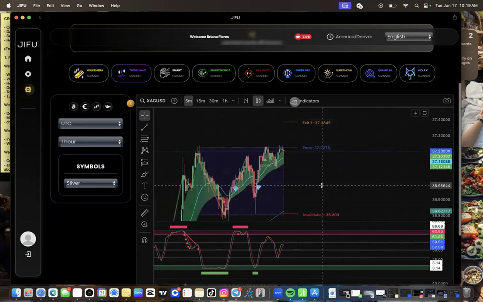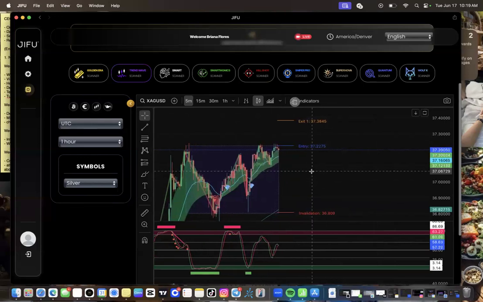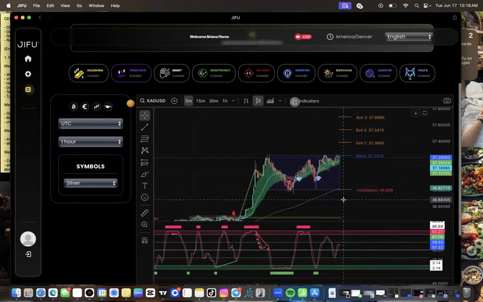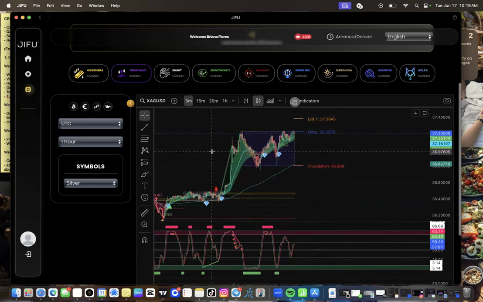I am not liking this because of the consolidation that we've got going on here. But we do have a little bit of an uptrend here in the 5-minute. Let me do some looking here. Oh, I don't like this big gap here either. I'm not liking it because of this box.